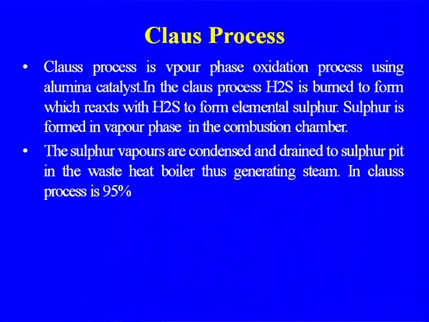Let us now discuss the Claus process in more detail. The Claus process is a vapor phase oxidation process using an alumina catalyst. In the Claus process, H2S is burned to form SO2, which reacts with H2S to form elemental sulfur. Sulfur is formed in the vapor phase in the combustion chamber. The sulfur vapors are condensed and drained to the sulfur pit in the waste heat boiler, thus generating steam. In the Claus process, the recovery is around 95% to 97%. If you are having Super Claus, then the efficiency goes higher.